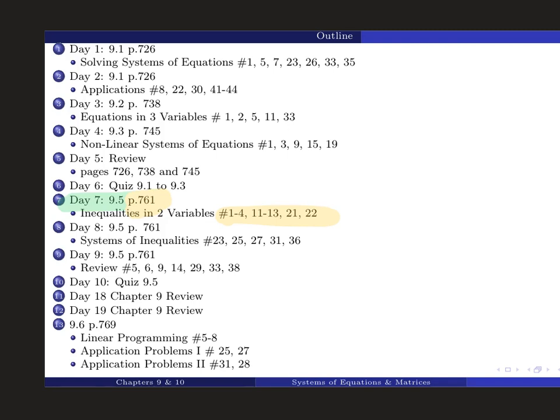Okay, here come your notes for day 7. Today all you need to do is watch this video, and tomorrow you'll get practice on problems. Tomorrow's problems are page 761, and it looks like 9 problems.